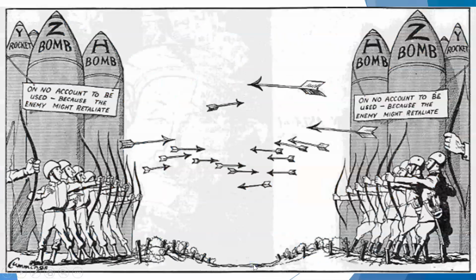I'm going to leave you with this cartoon to analyze that I think shows mutually assured destruction really well, and we'll talk about it in our class meeting. But think about, why do these two teams that both have these powerful bombs only shoot arrows at each other?